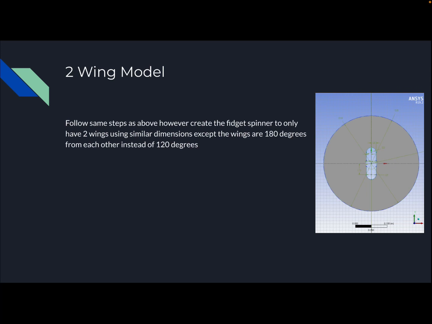You'll note here that we'll use the same Boolean subtraction for this geometry and meshing. We will have the same 0.3 meters circle that surrounds the fidget spinner itself, and that's all for the two-wing model.